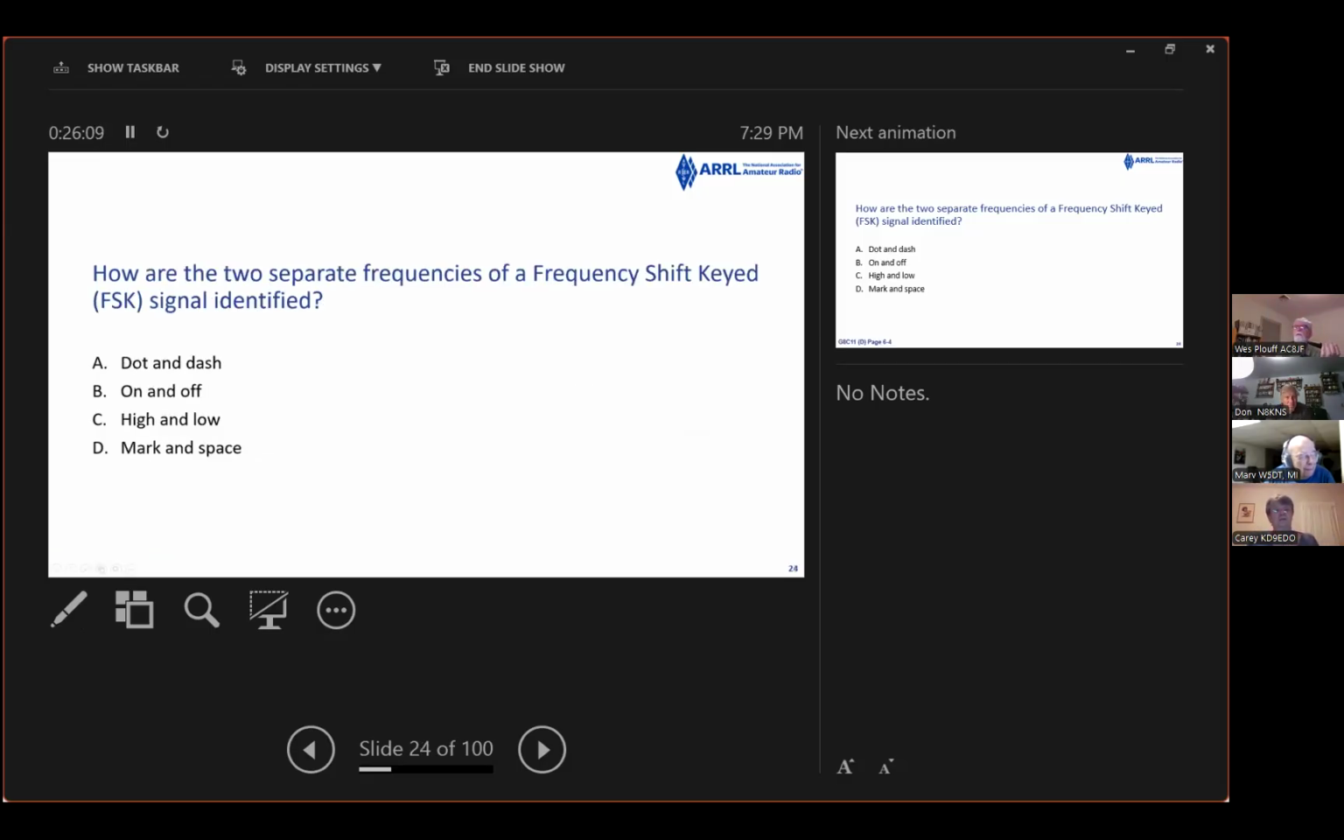How are the two separate frequencies of an FSK signal identified? A, dot and dash, B, on and off, C, high and low, D, mark and space. This should be easy. If it's digital, right? D. Mark and space. This goes back to the early days of teletype.